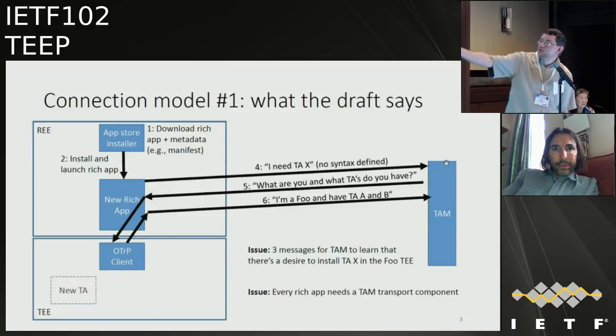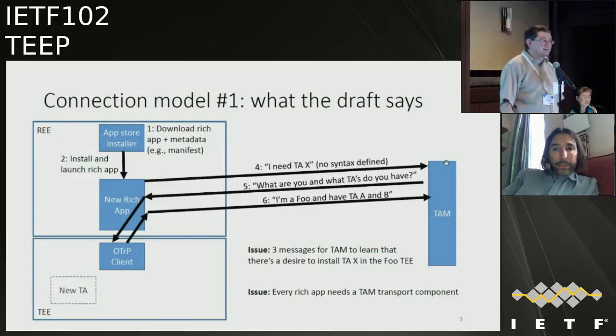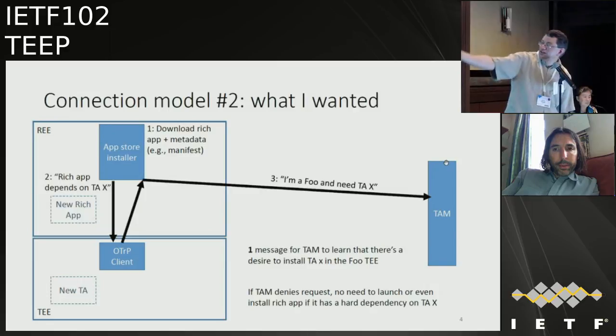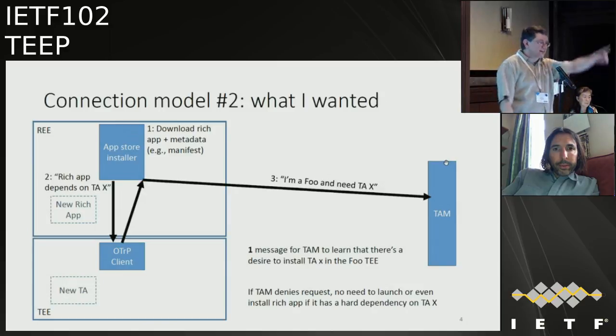I am fine with no syntax defined there because I would prefer a model where I didn't need that message at all. Do we need a message? This is, I'm app X, I need a TA. From this TE, so now that becomes a new message. Correct. Do we need to define that or not?